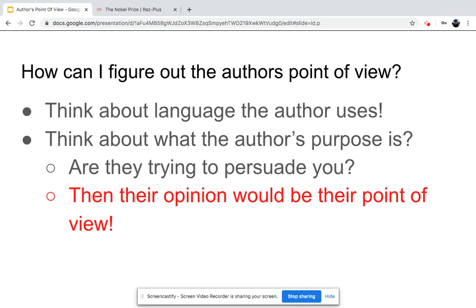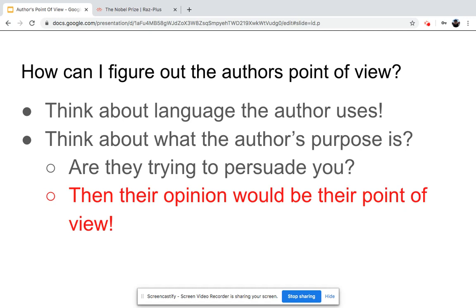You're going to have to analyze the language that the author uses. Think about the describing words that the author uses, the adjectives. Are they more positive ones? Are they negative? You have to figure that out after reading it. You can highlight certain key words, and then that will help you determine what the author's point of view is.